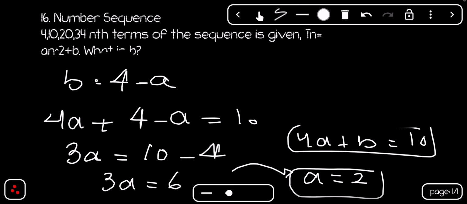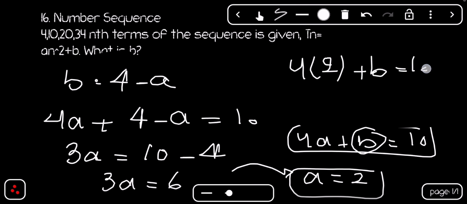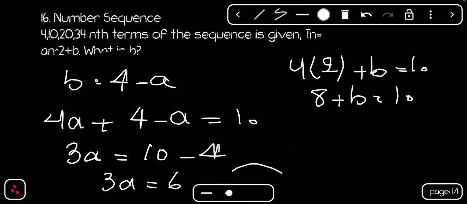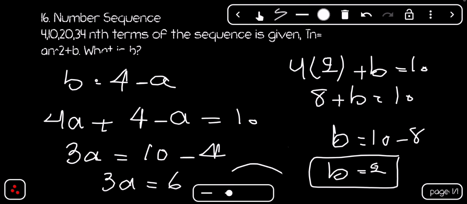But now that we found a, we can find b. So 4 times a, which is 2, plus b is equal to 10. And this is 8 plus b is equal to 10. And finally, our final answer, b is equal to 10 minus 8, which is b is equal to 2. And this is our final answer. The answer to this question will be 2.